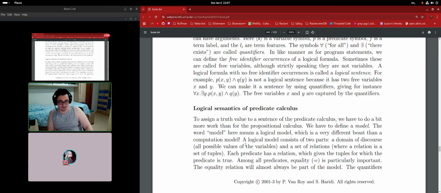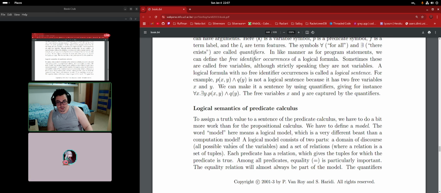And now the logical semantics of predicate calculus. This is also very important. To assign a truth value to a sentence of the predicate calculus, we have to do a bit more work than for the propositional calculus. So we have to go further than a truth table. We have to define a model.